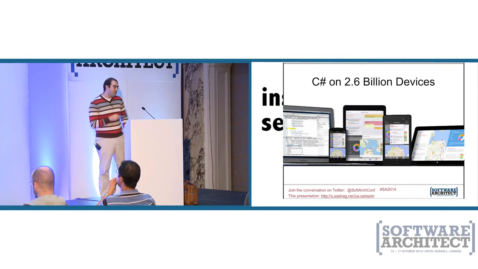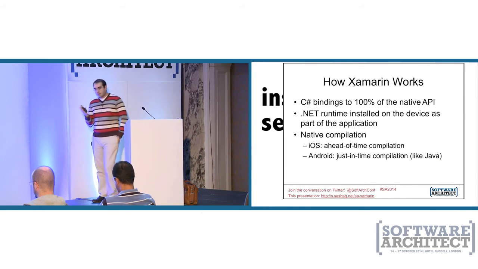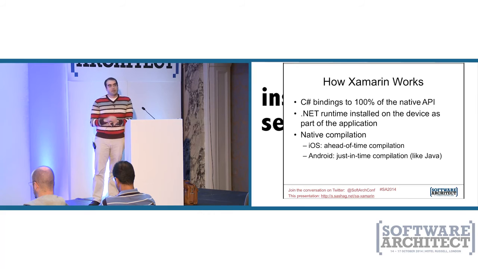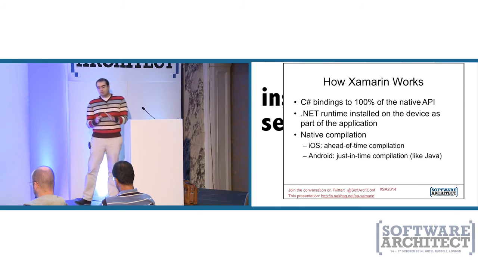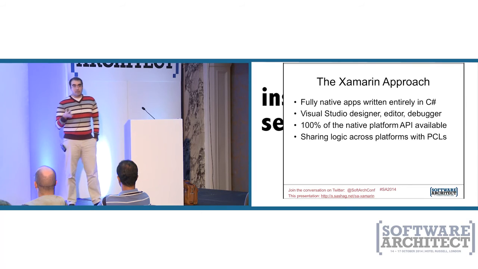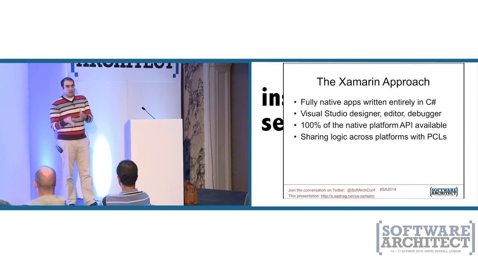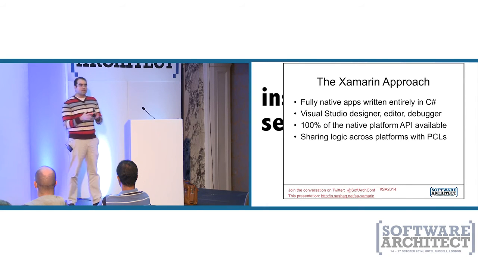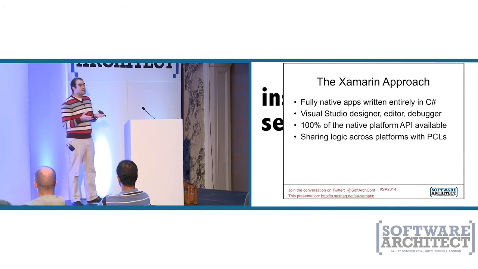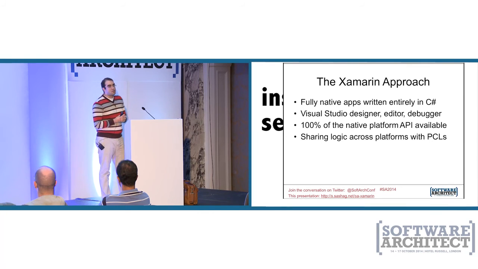And let's just talk a little bit about how Xamarin works before we get to a demo where I build a simple Android application using Xamarin. And then we'll go to iOS as well. So the idea is you get 100% bindings to the native API, provided by Xamarin, which means you're writing fully native applications, which are compiled down to the target platform, not running as HTML and JavaScript, but you're writing them in C#, which is pretty nice, considering most of us are C# developers.